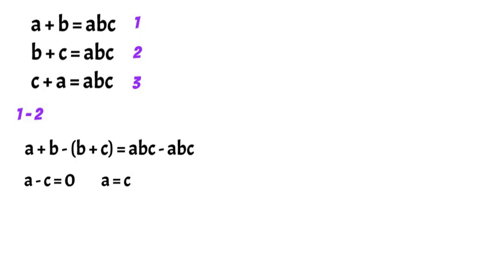So now that we know that, let's subtract equation 3 from 2. We'll do 2 minus 3. Now that works out very similarly, where we will end up with B minus A is equal to 0, which means that B equals A. So if C equals A and B equals A, that means A, B, and C are all equal.